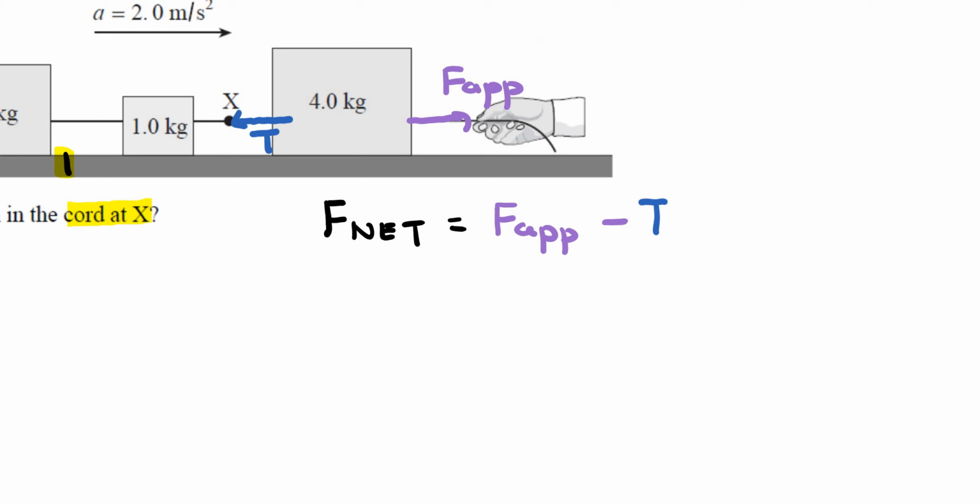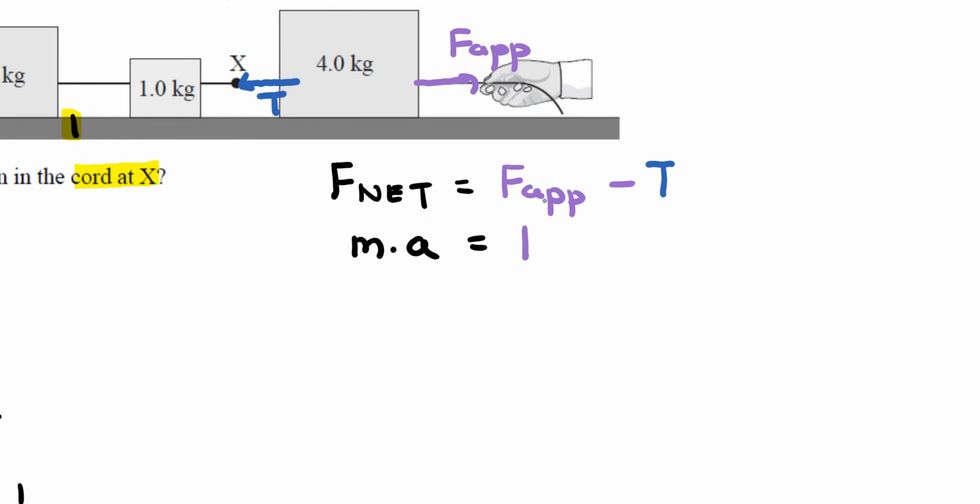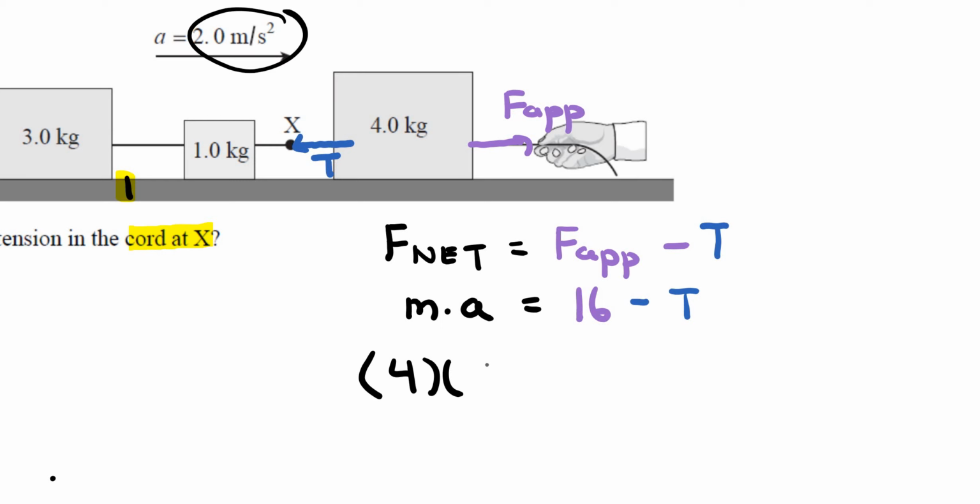Okay, so for F net, I can use Newton's second law here, mass times acceleration, equals F applied minus tension. Now we already calculated F applied, and that was equal to 16 newtons, right? So I'll leave this as 16, and then we're going to subtract the tension in the rope. Now the mass for the 4 kilogram box is 4, and the acceleration for this particular problem is still 2. And that's going to equal 16 minus the tension in the rope.